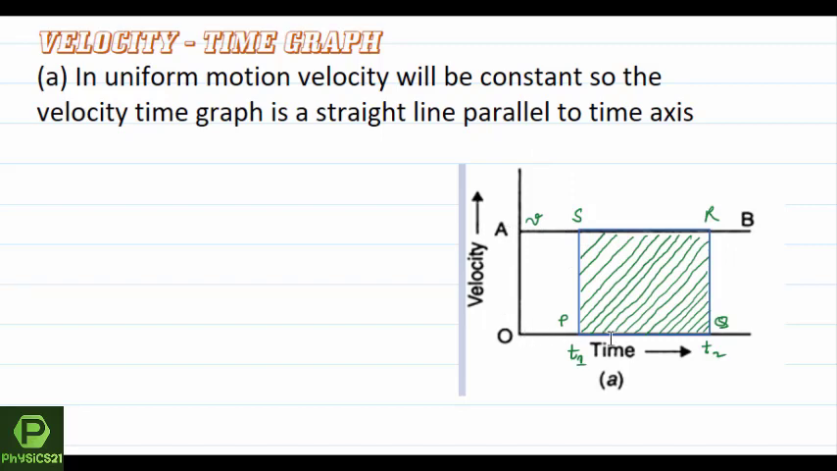The velocity time graph will be a straight line parallel to the time axis because there is no change in the velocity with respect to the time. Now the importance of this graph. With the help of this graph we can find out displacement. The area under the velocity time graph and the time axis for a given interval represents displacement.